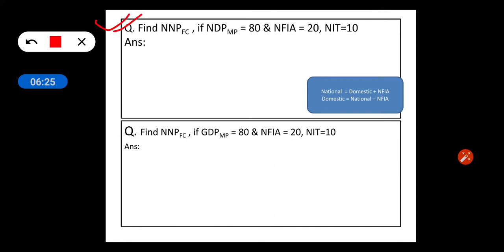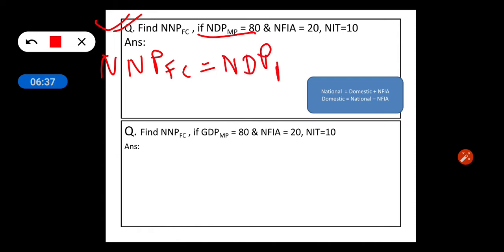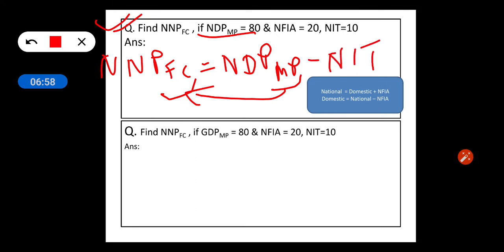Let us solve the first one. Here we have to find NNP at FC from the given NDP at MP, right? Now let's start conversion. Let's check this one first, MP and FC, right? So we have MP on the right hand side and FC on the left hand side. So we have to convert MP to FC. To convert MP to FC, we are going to subtract NIT.